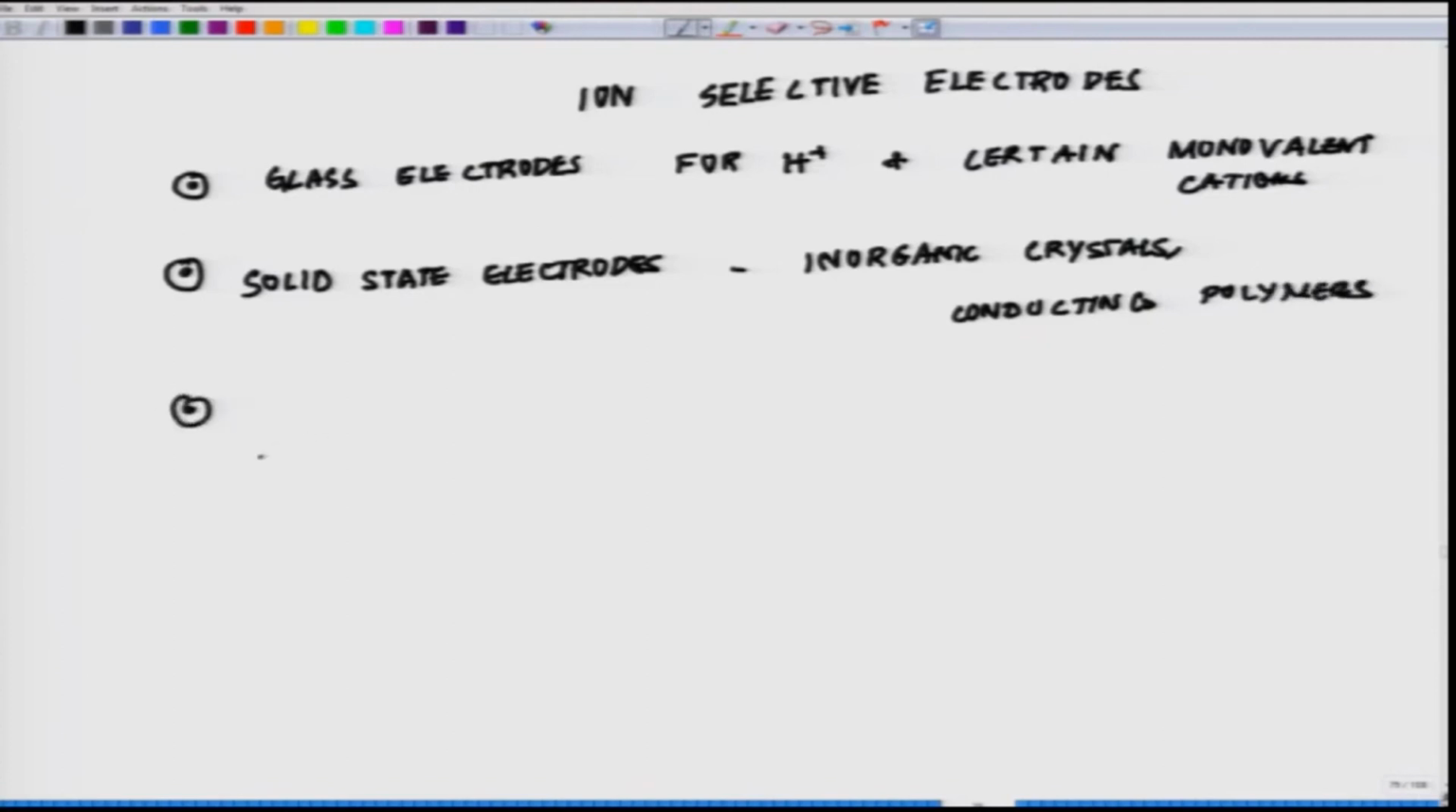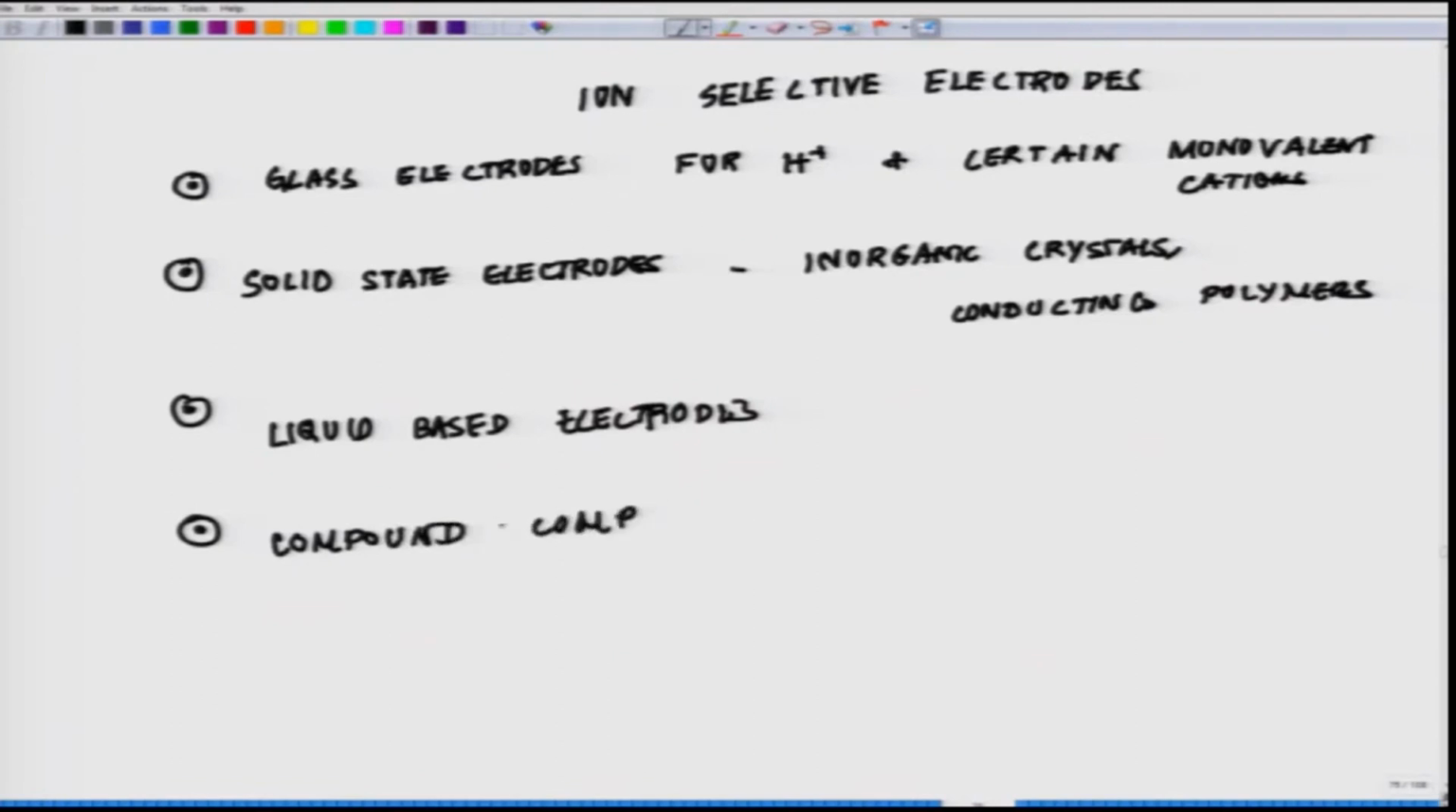Then you have liquid based electrodes, then you have compound electrodes. I am not getting into the details of it, but I wish you have an idea. Compound electrodes. These are the different kinds of ion selective electrodes, out of which one or two we will be dealing with. Now, let us talk about a metal electrode, where we started in the last class.